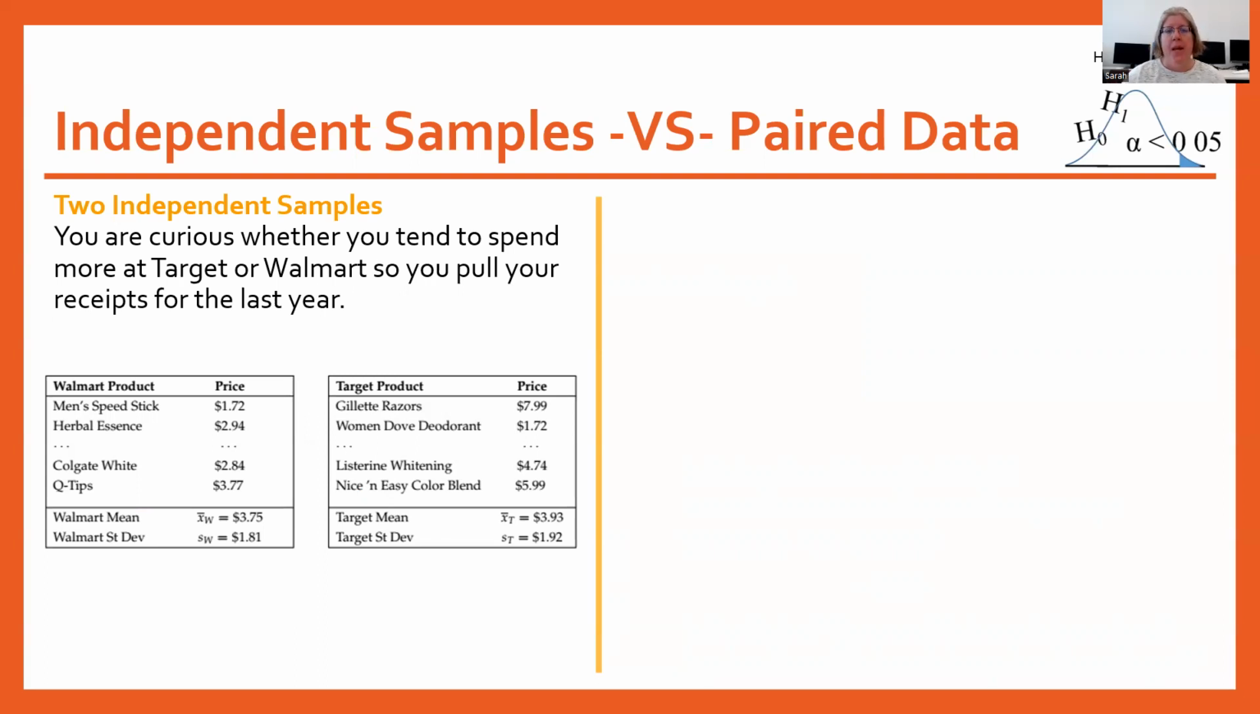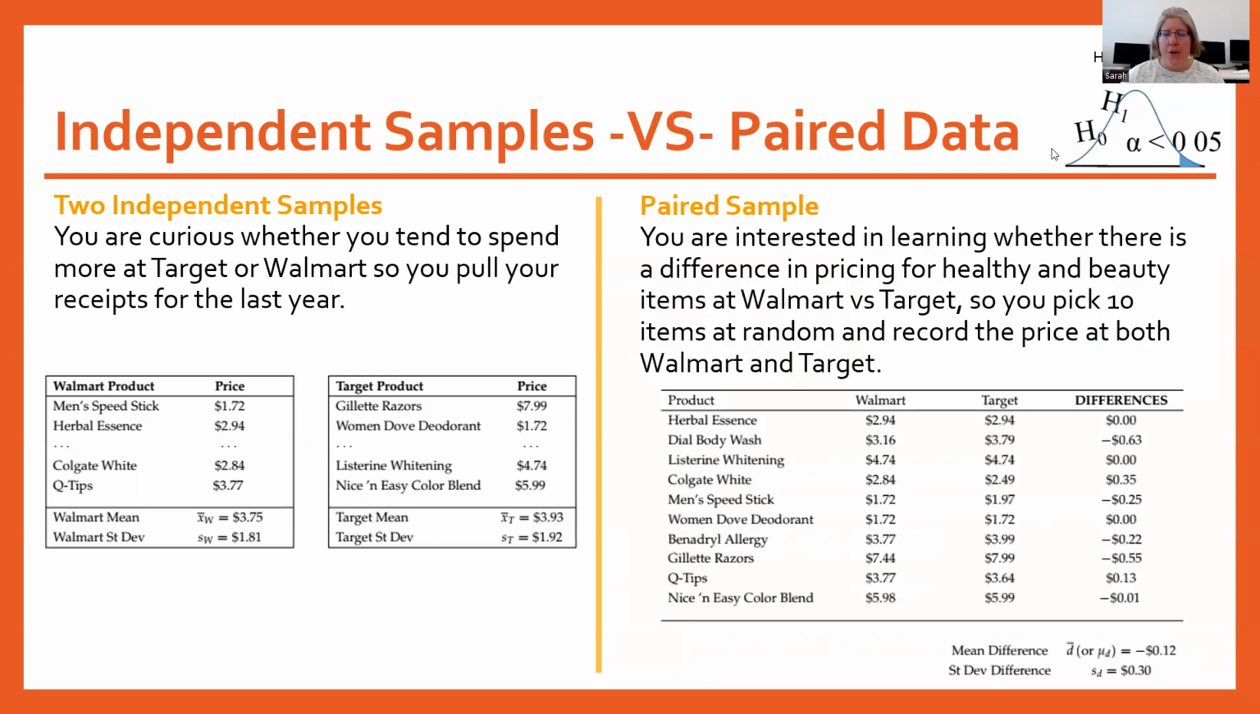Some of that could be going on and could be really influencing the results of our research. If we look at this other approach with paired data, we're looking at items they have in common. So maybe they both sell Dial body wash. Then we can compare the price at Walmart and the price at Target. And we're really comparing apples to apples then.